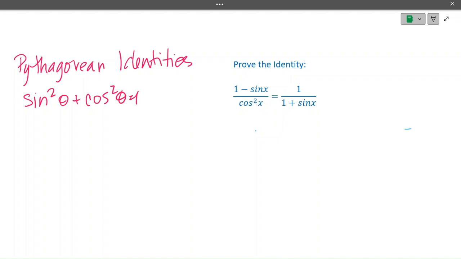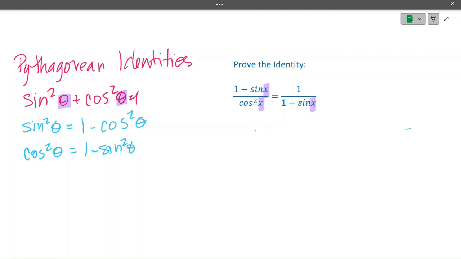So keep in mind that theta is just our variable, and theta could be replaced by any other Greek letter, any variable. You're going to notice in the identity we're proving our variable is x. So this could read sine squared of x plus cosine squared of x equals 1. All right, here's what's important about this identity. This is the way that we normally see it, but this identity can also look like this. We can manipulate it so that it looks like this, or we can manipulate it so it looks like this.